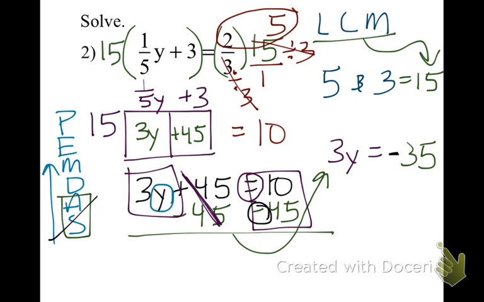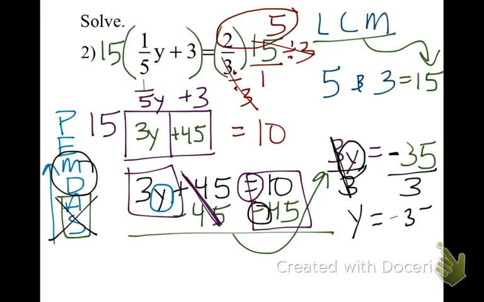So I did my addition and subtraction. Let's take a look at my multiplication and division. Now I'm multiplying 3 times y. What's the opposite of multiplication? Division, so we divide by 3 on both sides. My 3's cancel out. My y is now isolated all by itself. So y is equal to negative 35 over 3. And that is going to be your answer.